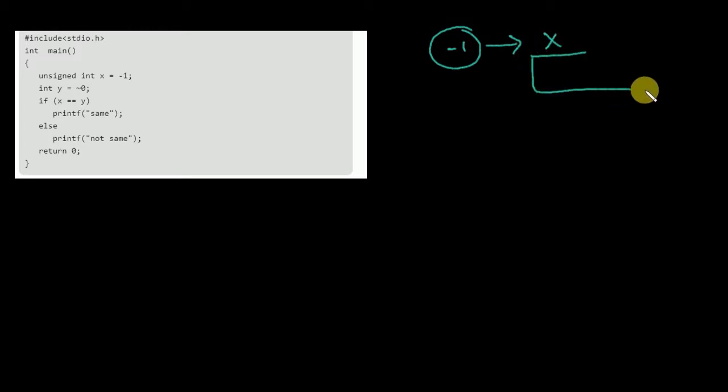No matter what the data type is. Now the value inside x is all ones, from bit 0 to bit 31. So the next point is, why is this not of 0? So what does it state?